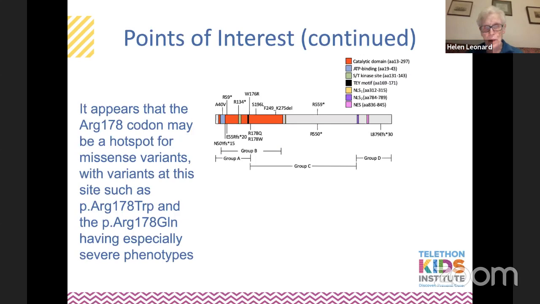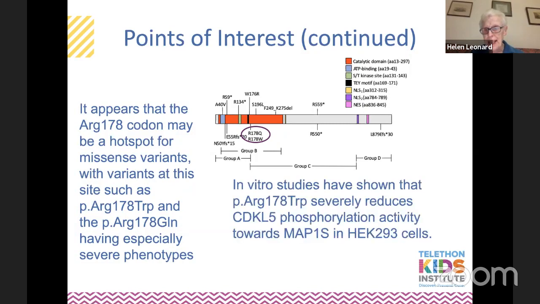So it also appears that the ARG178 codon, which you can see there, it's got different names on this figure, but it's the same mutations, may be a hotspot for missense variants, as these two mutations seem to have especially severe phenotypes. Now, in vitro studies have shown that this mutation ARG178TRP severely reduces CDKL5 phosphorylation. So these in vitro studies are really consistent with what we are seeing clinically.